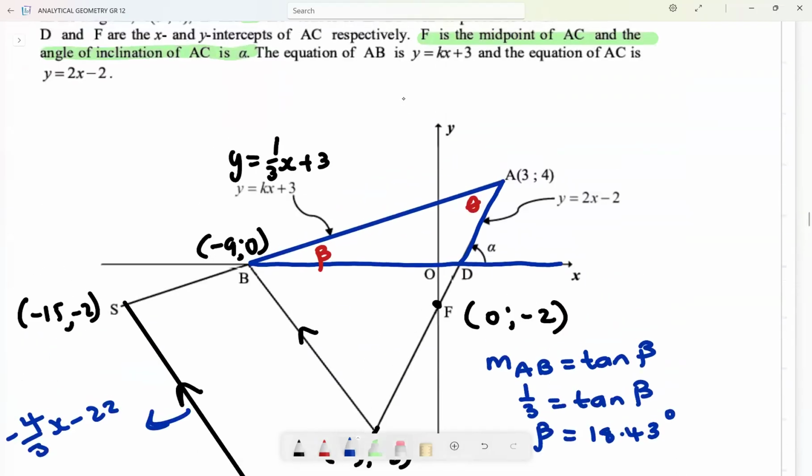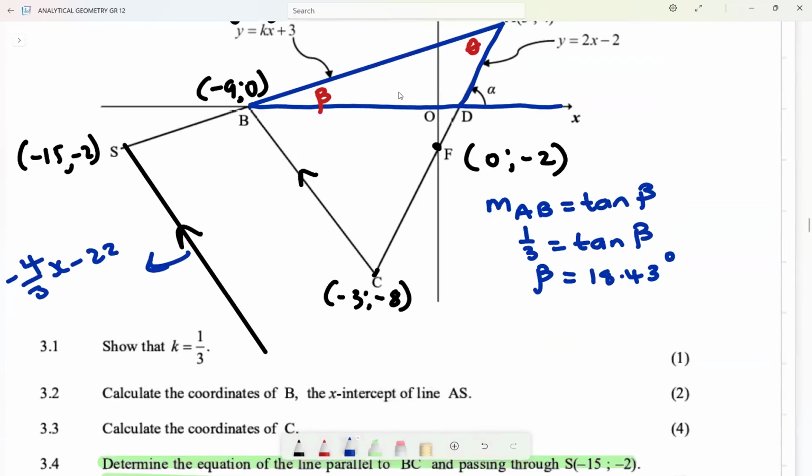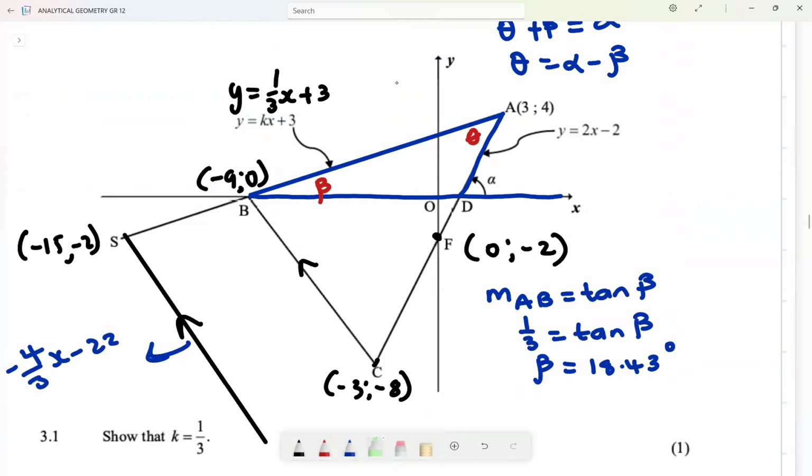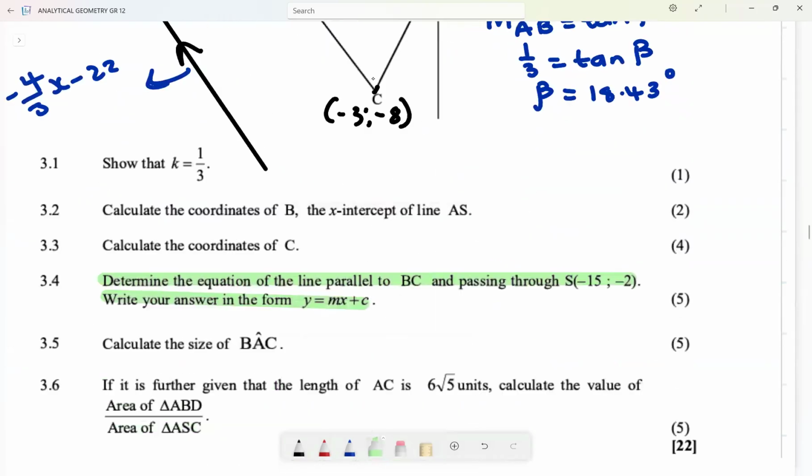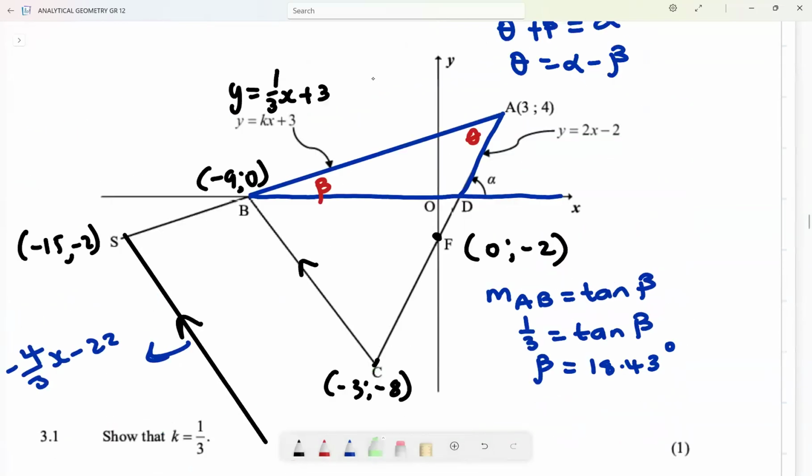I want you to see something. Theta plus beta is equal to alpha, the exterior angle of a triangle. So if I want theta, it's going to be alpha minus beta. How can I find alpha? I need the gradient of alpha, which is AD. And I already know the coordinates of D, right? Oh no, I do not.